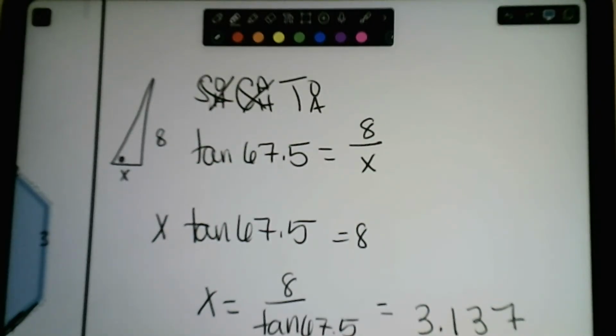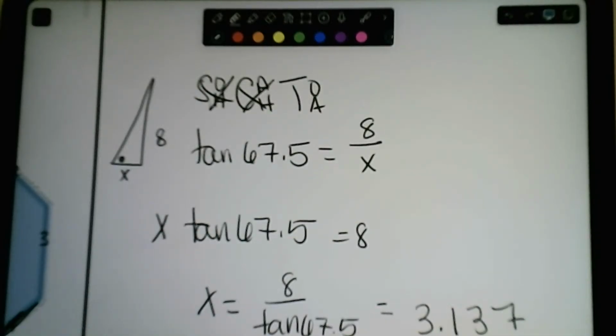Yeah? Okay. So we have our first line, the tangent 67.5 equals 8 over x. And I found that my variable x is in the denominator and I didn't want it there. So I had to get it out of the denominator. To get things out of the denominator, you multiply everything by that denominator. And so that got me the second line that says x tangent 67.5. That means x times the tangent of 67.5.